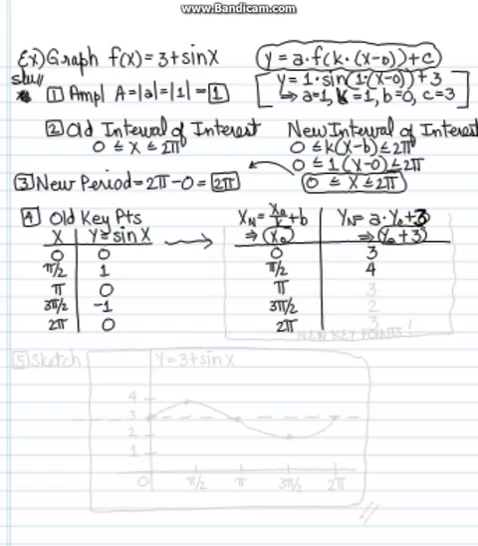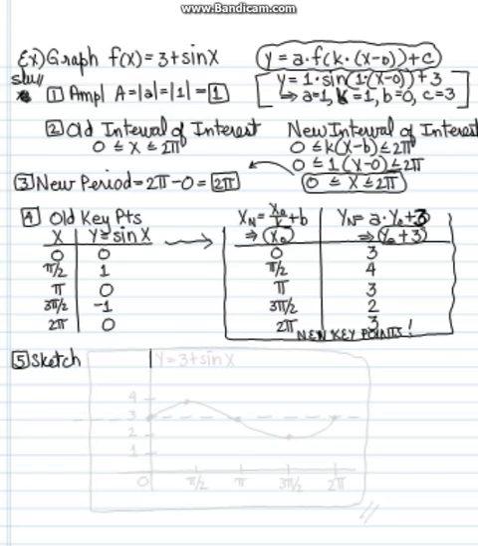Now the next y partner was 1. We add 3 to get 4. The next one we add 3 to get 3. We add 3 to get 2. We add 3 to get 3. So we just took all the old values and added 3 to get the new ones. So these are our new key points, and those are the ordered pairs we're going to graph to finish this up. So make your y-axis and your x-axis.